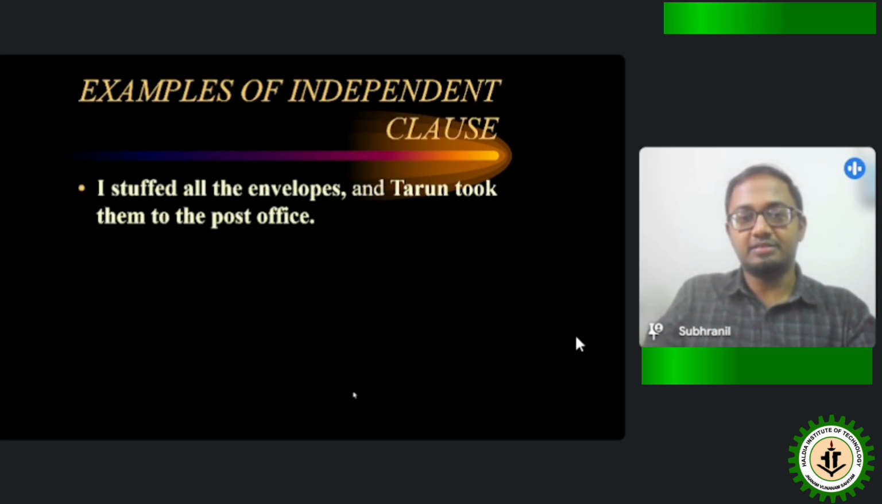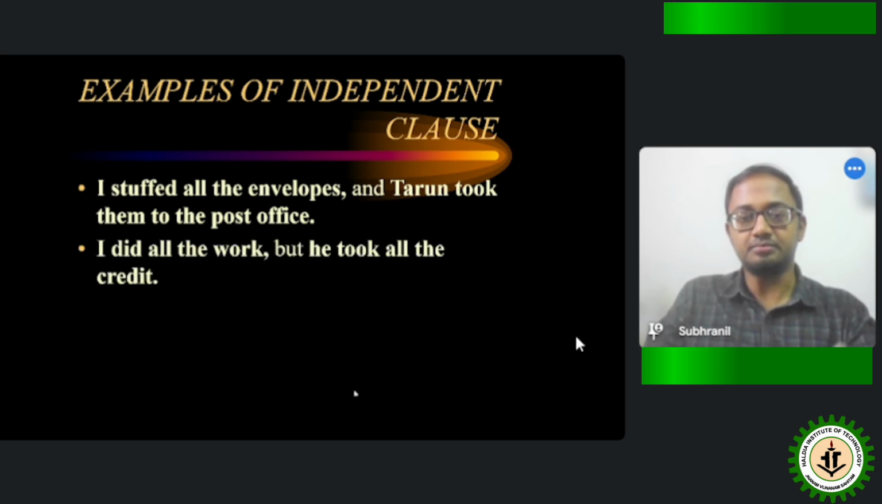More examples. I stuffed all the envelopes and Tarun took them to the post office. Again, what I discussed previously, the coordinating conjunction and is connecting these two independent clauses. I stuffed all the envelopes, Tarun took them to the post office. It is connected by a coordinating conjunction, and.